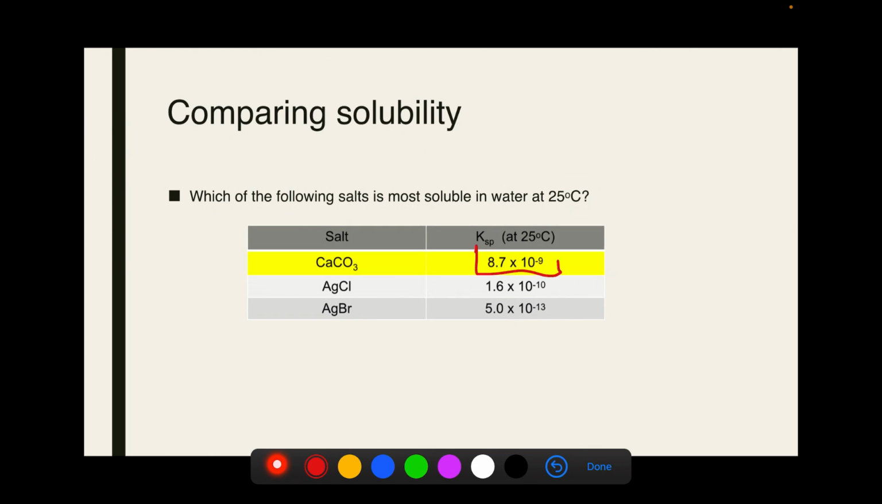Notice it has the largest KSP value. That means that when the solution is saturated, there are more ions of calcium and carbonate in solution than there are of the other two salts. A higher KSP value indicates a more product-favored dissolving process and therefore a more soluble salt.